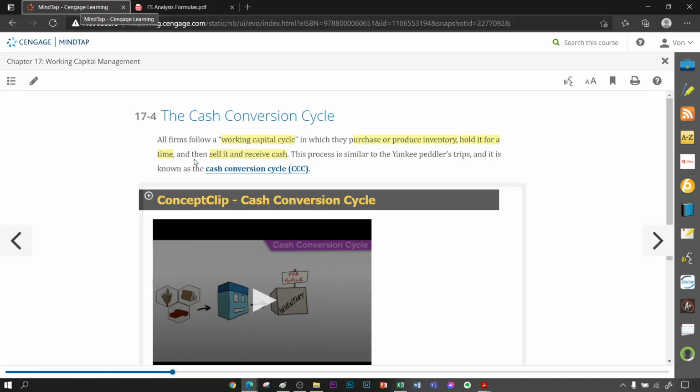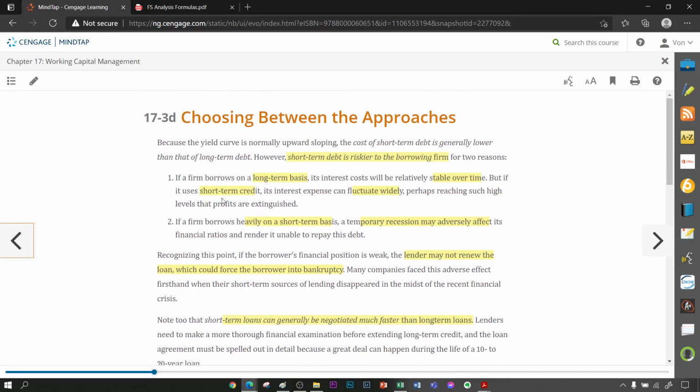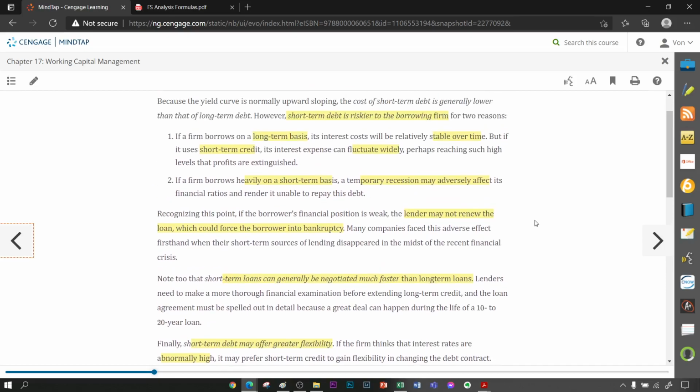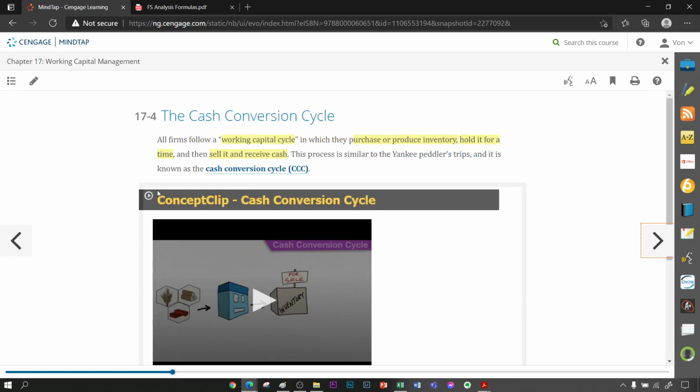Ayan. So, ito na yung karugtong ng ating basics of working capital management, no? Sa chapter 17. Kung naalala mo, yung last na pinag-usapan natin doon ay ito, choosing between the approaches. Sana naalala mo pa yan. Itutuloy lang natin yan dito sa cash and marketable securities management. So, simulan na natin dito sa cash conversion cycle.